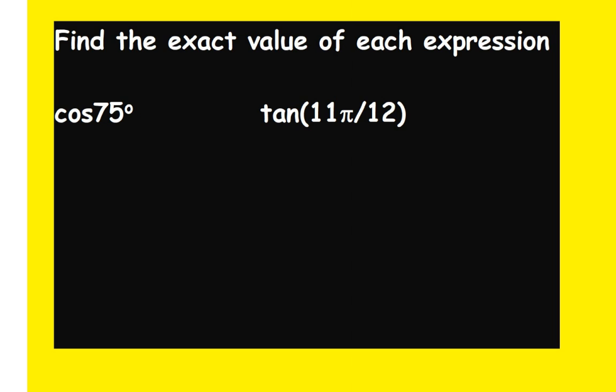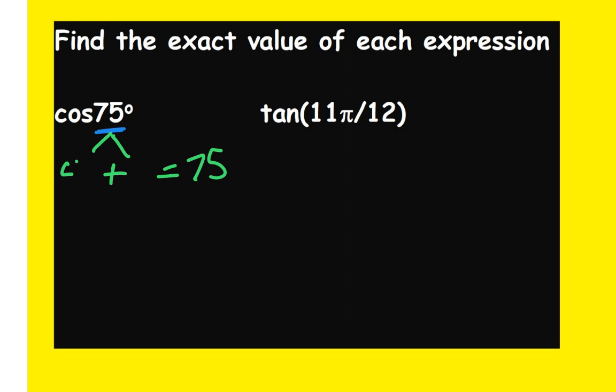So you're probably thinking, okay, so what? Why does this make any difference? This is why. We want to find the exact value of each expression right here. 75 is not on the unit circle, so otherwise I can't find an exact value. But I can if I break this up. I need to figure out what two numbers I can add together or subtract to give me 75.